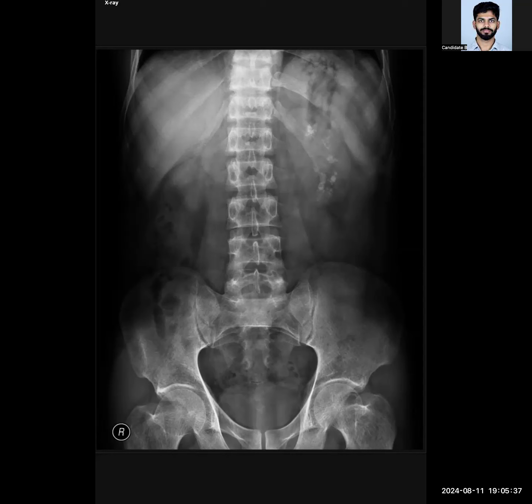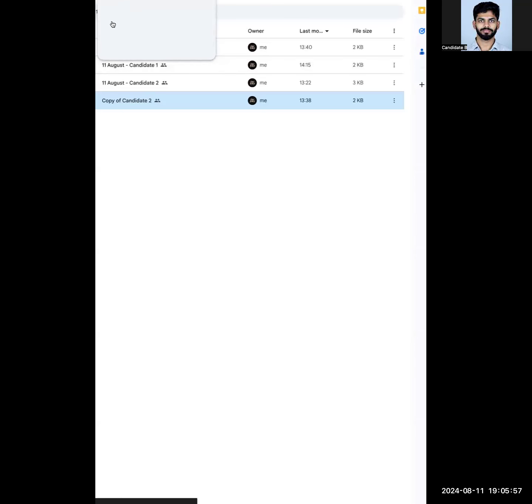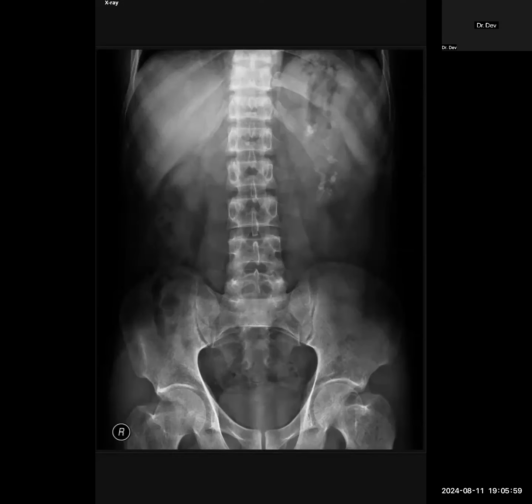I can't see any calcific densities in the pelvis or along the tract of the ureter. Other than that, I'm trying to see the rest of the areas. I can see some soft tissue opacity possibly in the right interpolar region of the kidney. Otherwise, the renal shadow is normal. The rest of the bones and soft tissues are grossly normal.